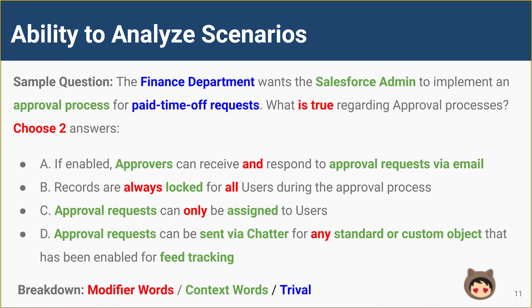Next, we take a look at trivial words in blue. Is it essential to know that we're dealing with the finance department or that the approval is for paid time off requests? Probably not. So we discard this information and we don't spend any additional time considering it further. You can see how scenario-based questions can take a while to read, analyze, and choose the correct answer or answers. This is why it's essential that you practice. Take lots of practice tests. Incidentally, if you're wondering what the correct two answers are, they're A and D.